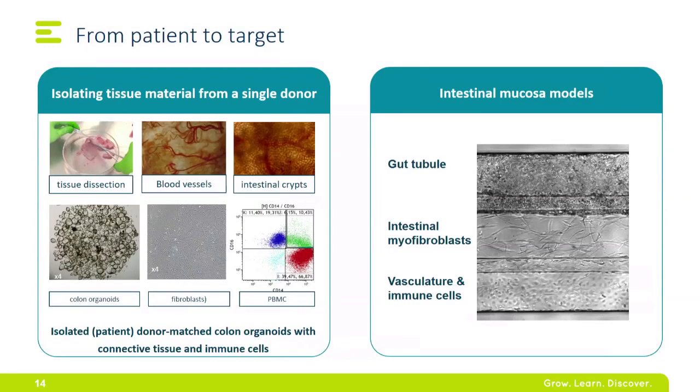And then, of course, the next step is really to make it as comprehensive as possible, right? That's actually what we do at Mimetas. We source the tissues, we get the blood vessels, we get the intestinal cryps, we get the fibroblasts, we get the PBMCs to really make sure that you have single patient-matched cells, and you build these models that look like this. You have the intestinal tubule, the stromal layer in the gel, and the blood vessel on the other side, and you can then add your immune cells either as resident in the gel or infiltrating from the bloodstream.